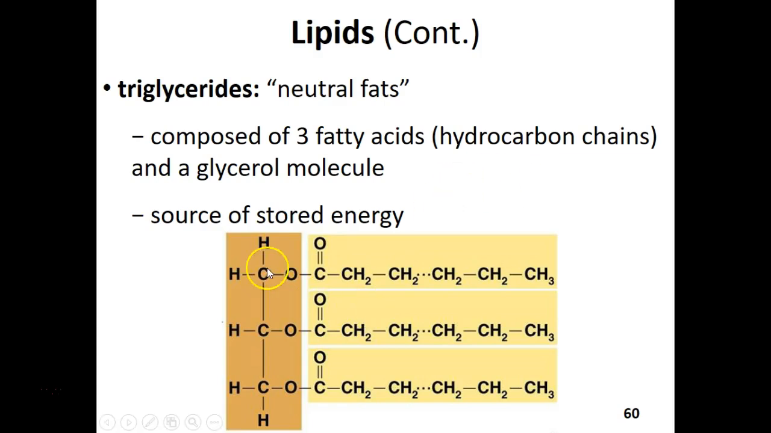And so here is what a triglyceride looks like. It has a polar region up here, and then it has a non-polar region back here. So it's called an amphipathic molecule. Amphipathic means it has two different charges. The polar region will interact with water. The non-polar region will not.